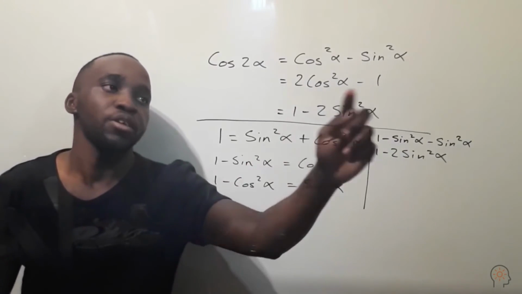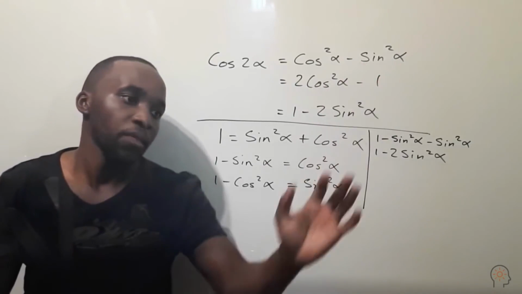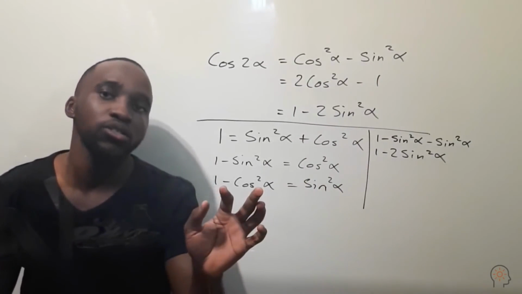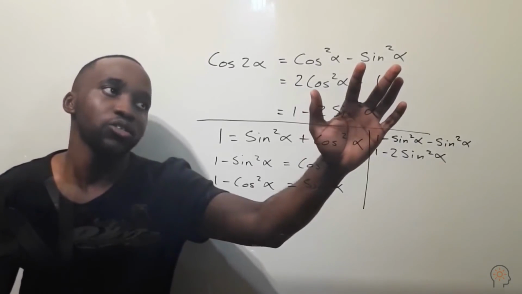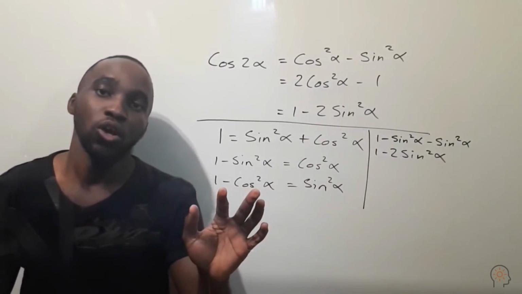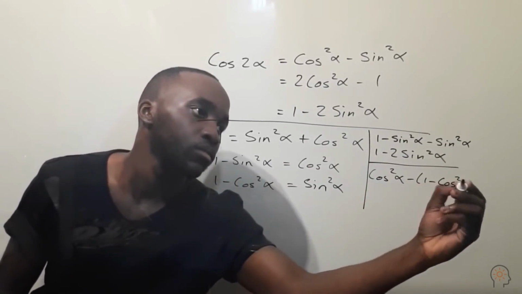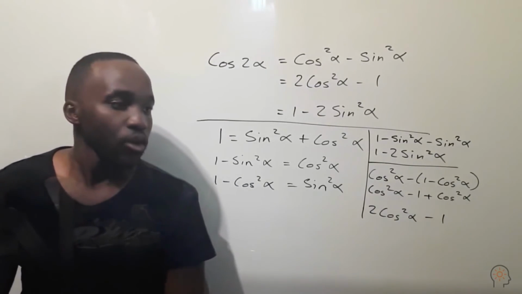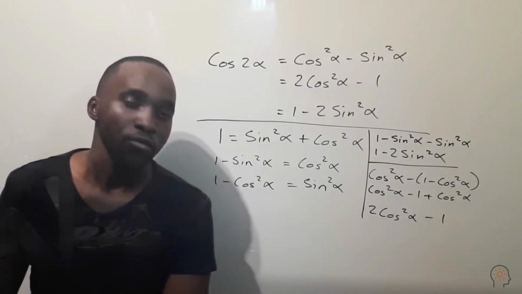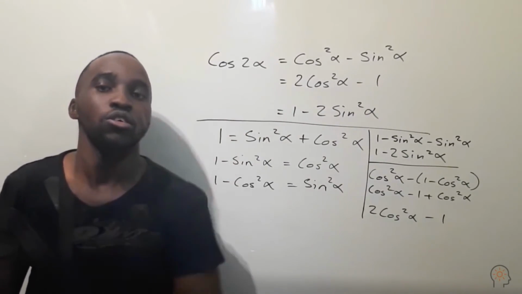Same with this one, right? Where we see sine squared alpha, sine squared alpha can be written as 1 minus cos squared alpha. So if we replace sine squared alpha with 1 minus cos squared alpha, we end up with cos squared alpha minus 1, right, which is our other identity for cos 2 alpha.